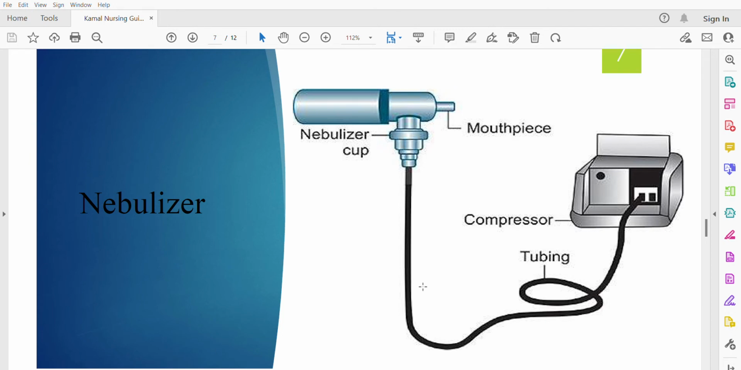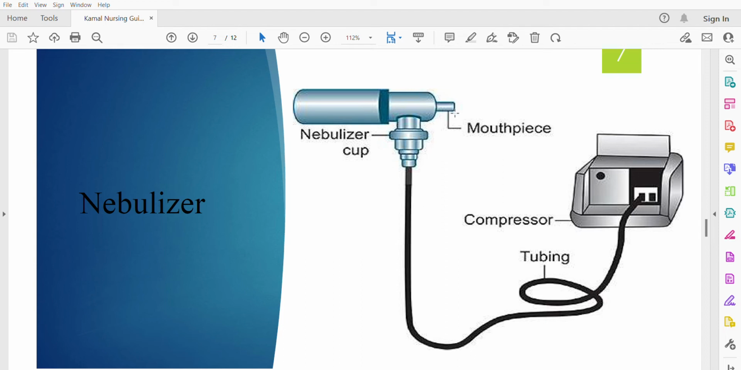And here it is, the nebulizer. We talk about the compressor. This is the oxygen compressor tank, and this is the tubing that is attached to the compressor at one end, and the other end is attached to the nebulizer cup where the medication is stored, and this is the mouthpiece.